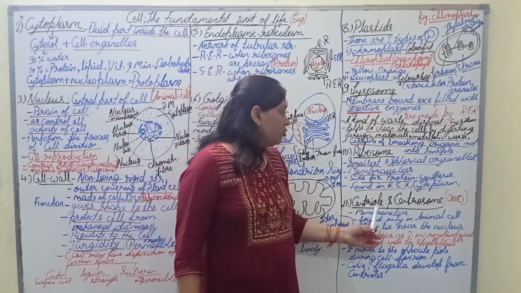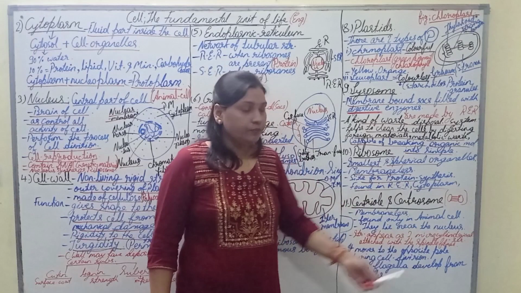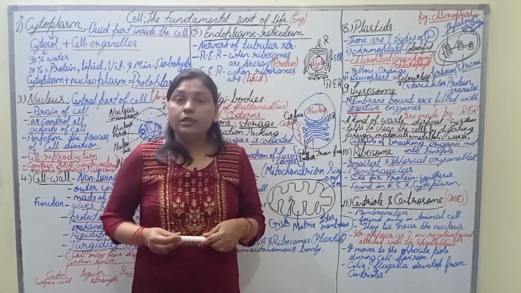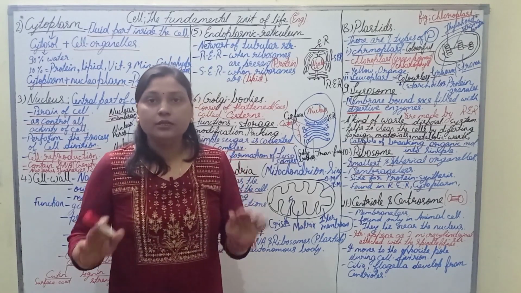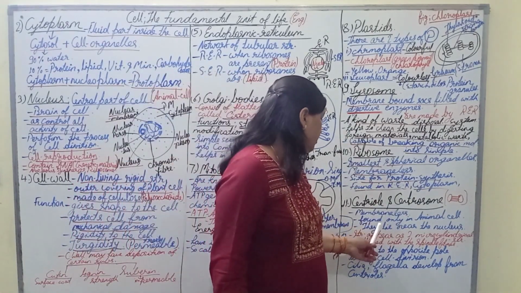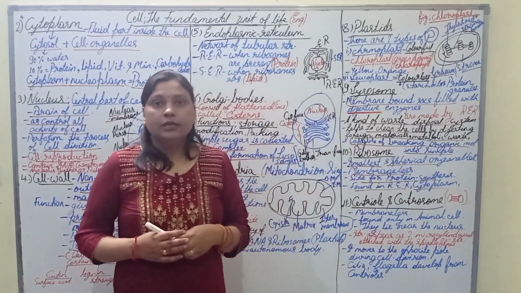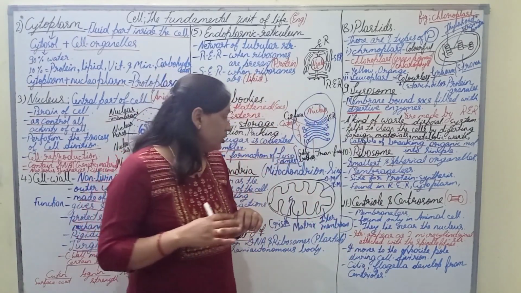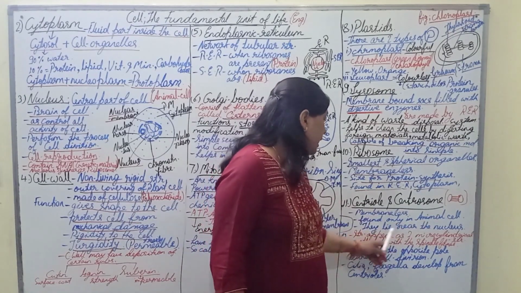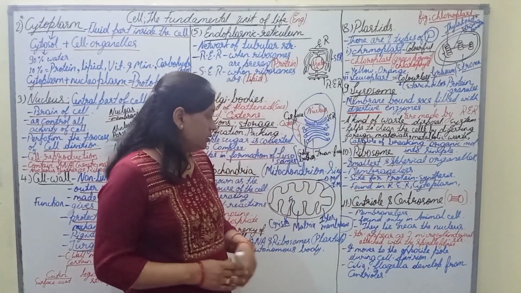Now we have centriole and centrosome. This centriole and centrosome is again found in animal cells and not present in plant cells. It is a membraneless structure, that means it is not covered by any layer or cover, and is found only in animal cells. They lie near the nucleus.